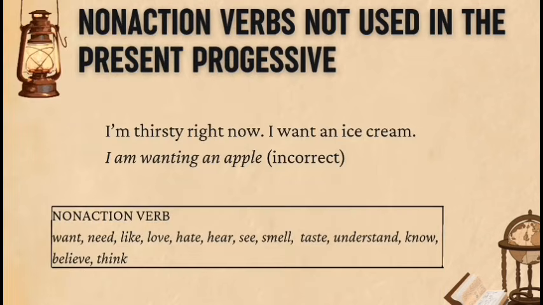Non-action verbs are not used in the present progressive. Some verbs are not used in the present progressive. They are called non-action verbs. For example, I'm thirsty right now. I want an ice cream. Want is a non-action verb. Want expresses a physical or emotional need, not an action. Here's an example of a non-action verb.